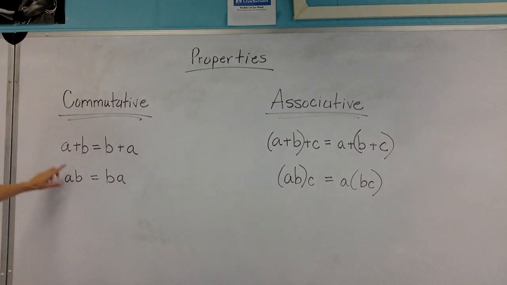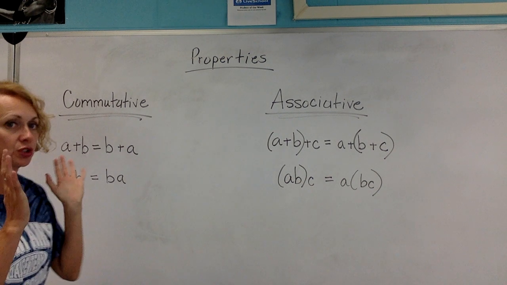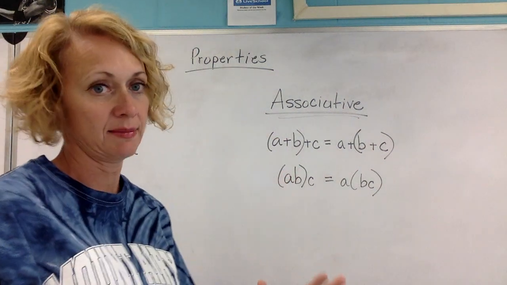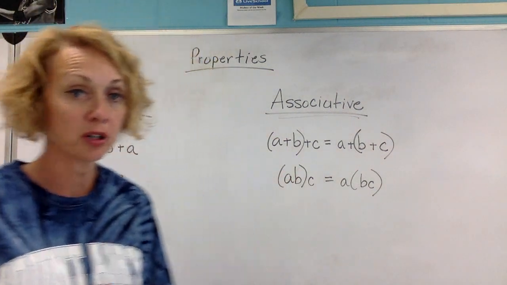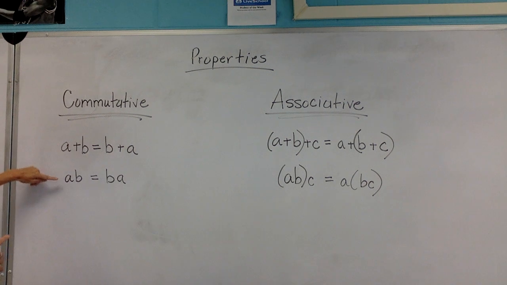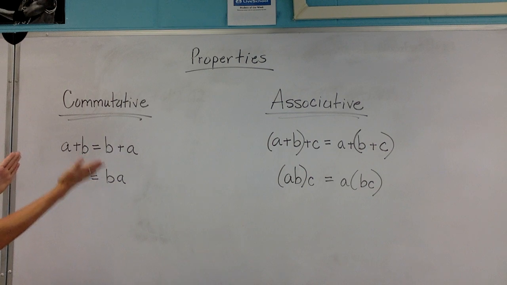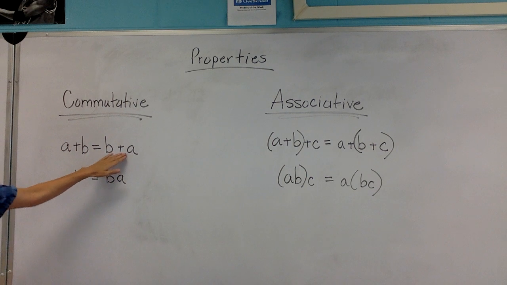The commutative property says that you can take values and reverse them, and when you work them out, you get the same answer, okay? So the commutative property exists in addition and also in multiplication. So let's just kind of talk about this notation. A and B are representing two different numbers. So this is like saying if I take A plus B, but I write it in a reversed way, I still get the same answer.